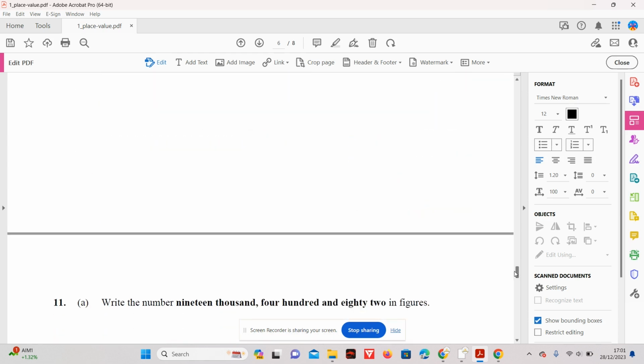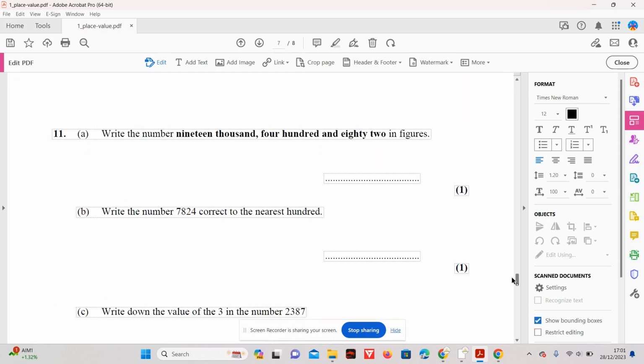Right, let's go down to question number 11. I think we're getting towards the end now. Write the number 19,482 in figures. So we've got 19,000. Just going to put a comma, 400, and then we've got 8 tens and 2 ones. Easy.